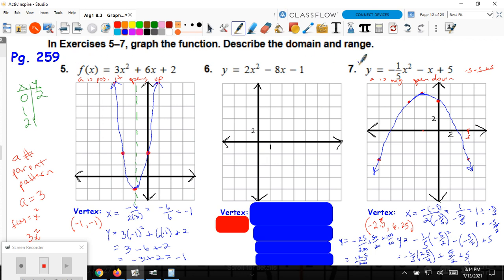And actually, before you do that, I did not go over the domain and the range. I forgot about that. Let's come back to number 5 real quick and do that for 5 and 7. What is the domain and the range?